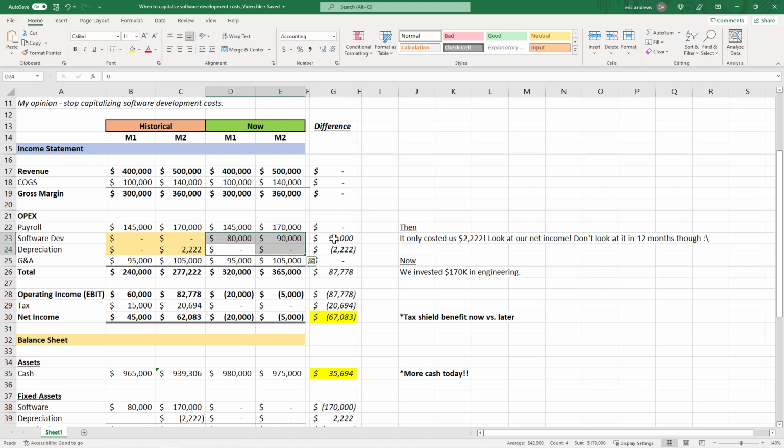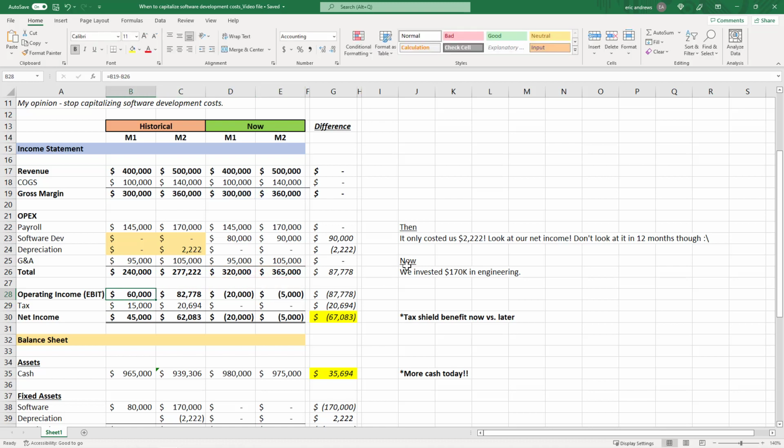Now we just put the expense on there. We said we spent the money, it's gone, and we're not going to have to deal with this depreciation, $2,000 per month for 36 months into the future. So in this situation, you have lower OpEx. In this situation, you have higher OpEx. And then you have your operating income, which is obviously your gross margin minus your OpEx.